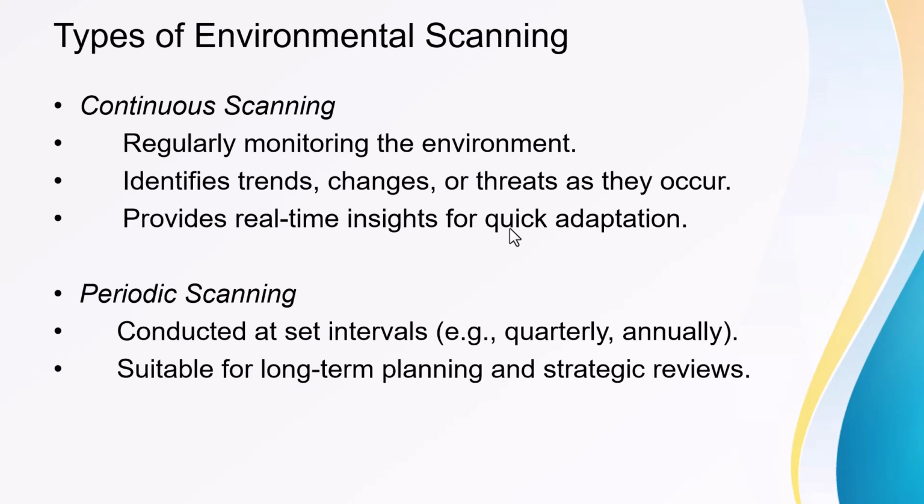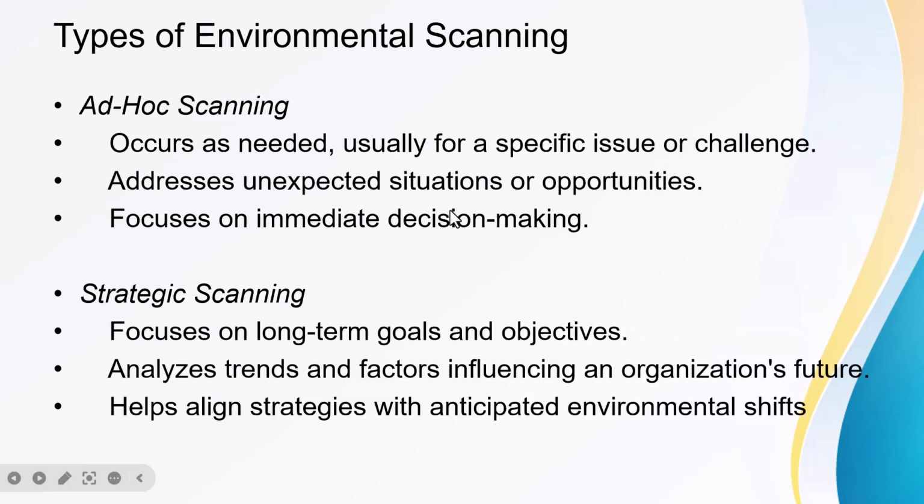Next is periodic scanning. It is done at fixed intervals like quarterly, half yearly, or annually, and it is useful for strategic reviews or long term planning. The next two types of environmental scanning are ad hoc scanning and strategic scanning.